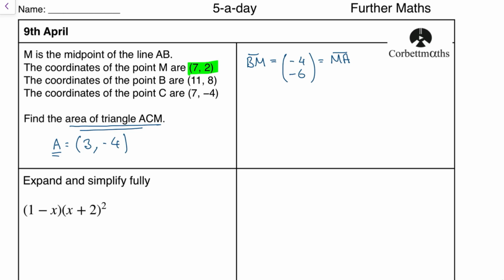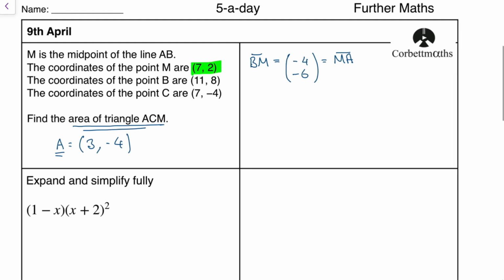Let's draw a diagram. So we've got M. Now I'm going to draw this reasonably accurately. So I've got A, which is 3, minus 4. So, very rough coordinate grid. So 3, minus 4 is here. So there's my A. I've then got M, which is 7, 2. So that goes across 7 and goes up 2, which is here. So that's my M. And then B. Now the key point is that B is... C, which is the point I need.